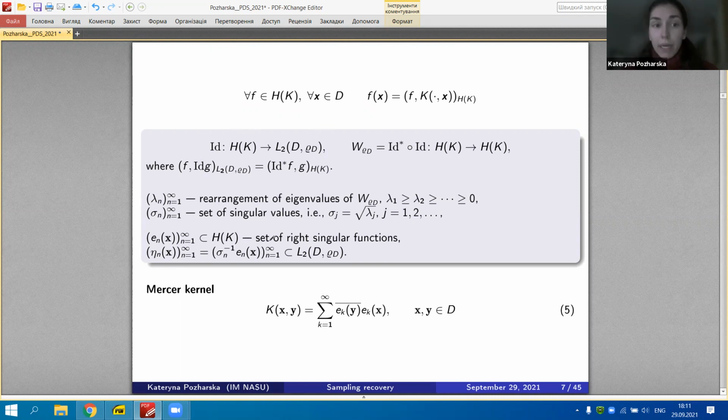But in considering this L infinity problem, we do need to impose some additional assumptions because we need the systems e_n and eta_n to be orthonormal basis systems. And so we assume that our kernel K is a Mercer kernel. So this kernel K is bounded and continuous on a compact domain, and this measure rho_D is a finite Borel measure with full support on D. Then we have this absolute and uniform convergence, (5).